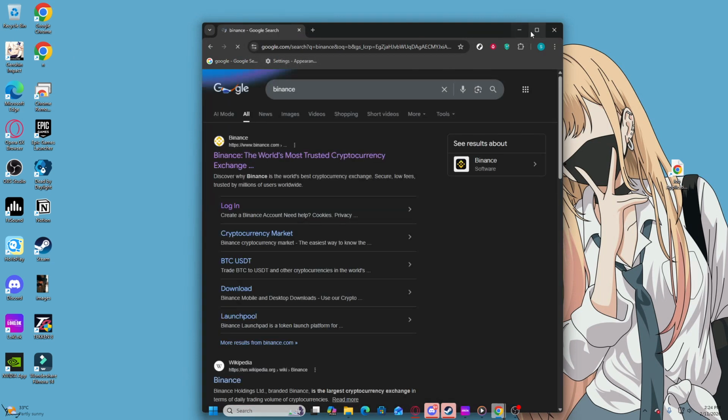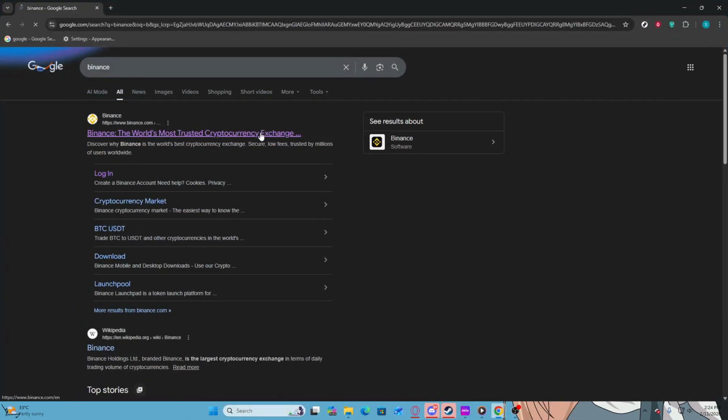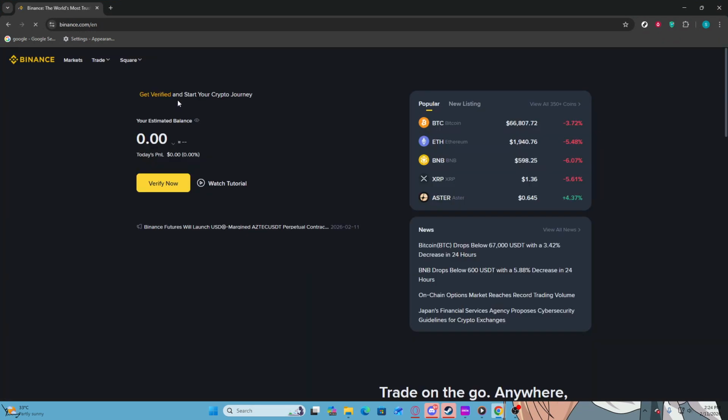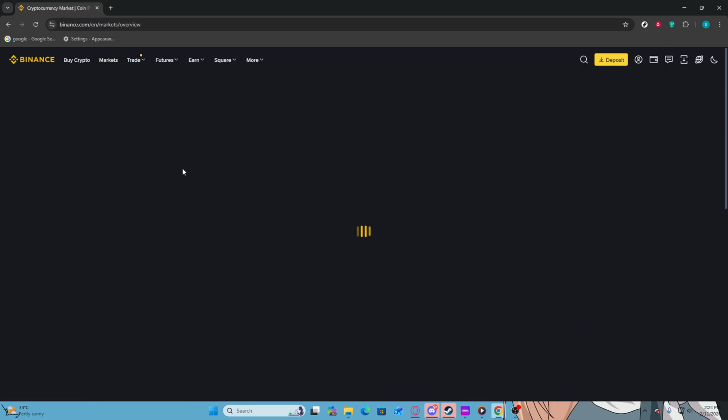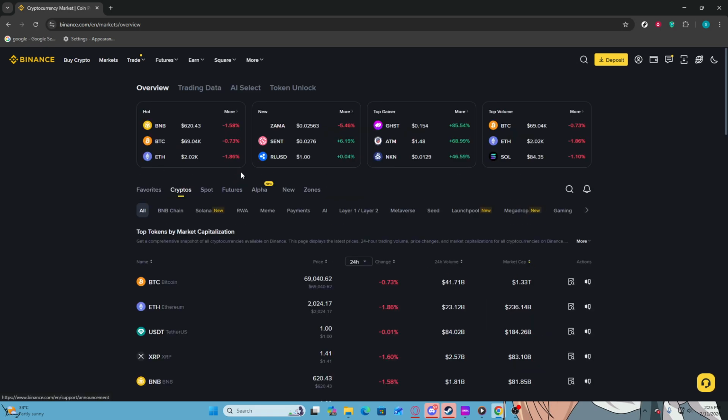Once the page loads, you will see the main interface, which includes various options for trading and market analysis. Ensure that you have a stable internet connection to avoid any interruptions during this process. Next, locate the Markets tab on the navigation bar at the top of the page. Clicking on Markets will redirect you to a new screen displaying different cryptocurrency pairs and their market trends. Take a moment to familiarize yourself with the layout, as it will be essential for your trading activities.